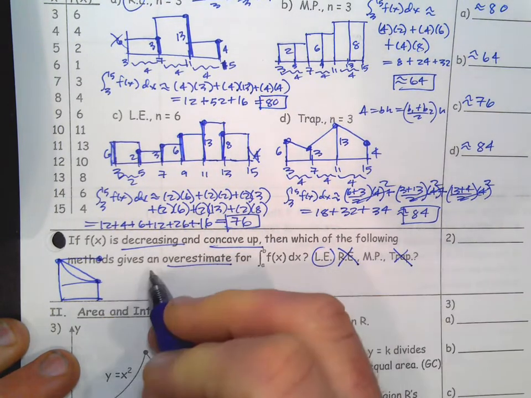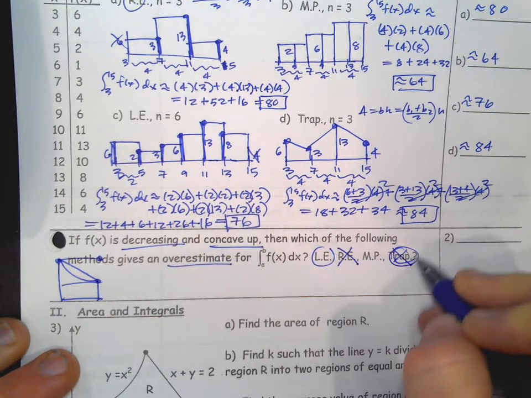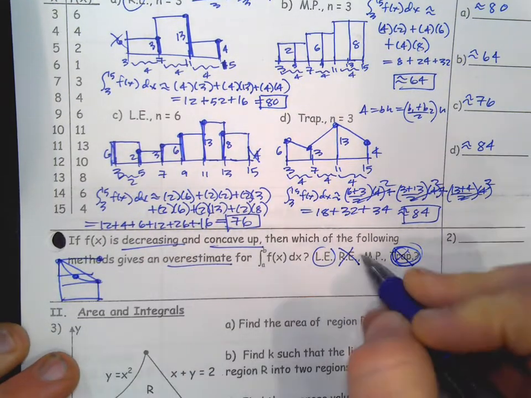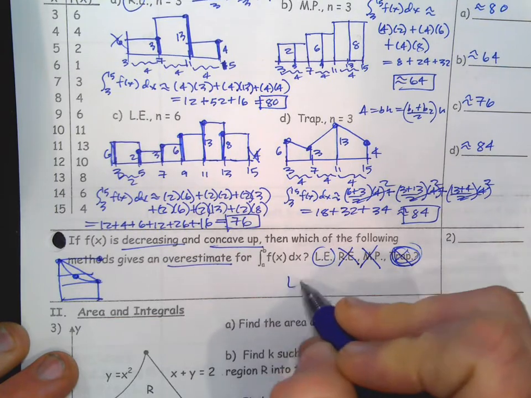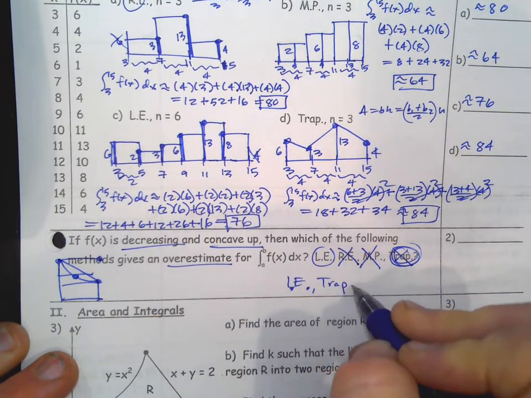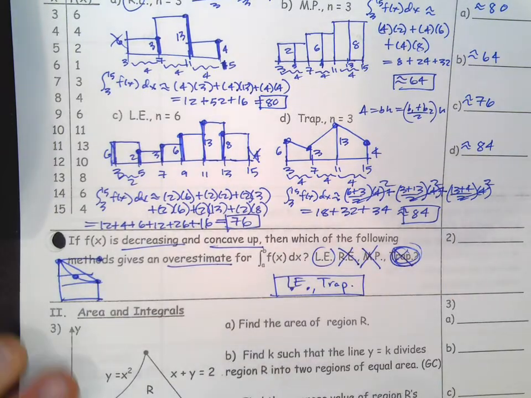Okay, we want the ones that give you an overestimate. So trapezoid gives you an overestimate. Midpoint gives you an underestimate. So it's going to be left end and trapezoid. But a picture goes a long way.